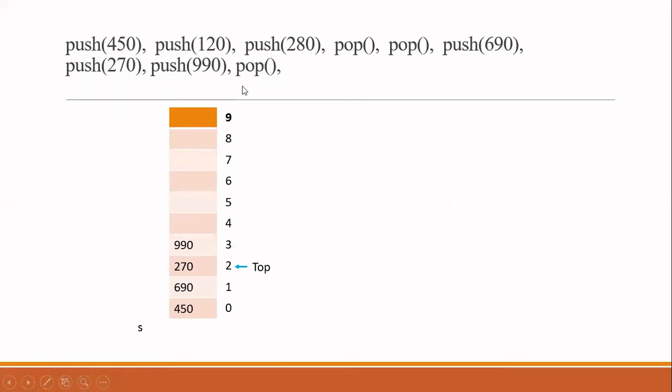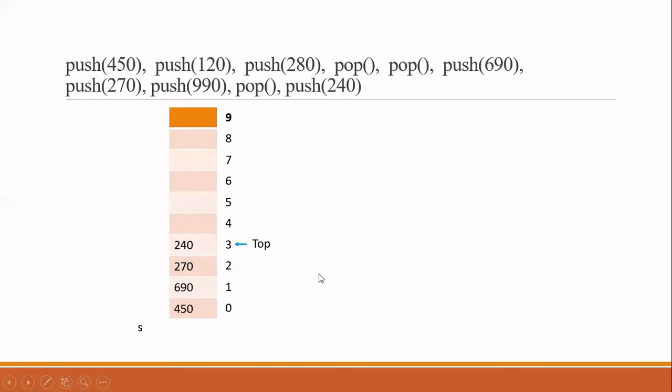Then pop. In pop, you will be returning 990 to the user. Then you will decrement the top. Top will be now 2. Okay, then push 240. Increment the top. Top is now 3. Add 240 in that.